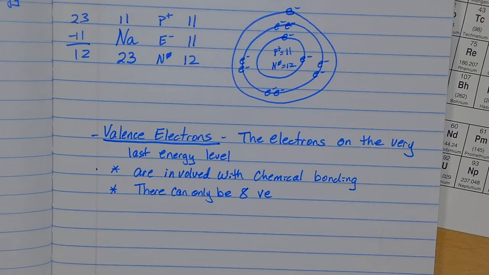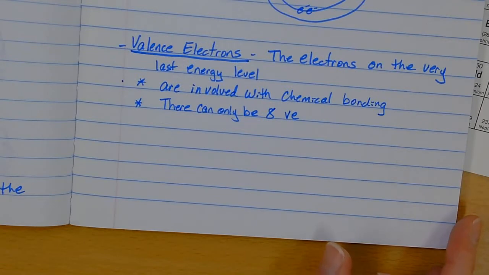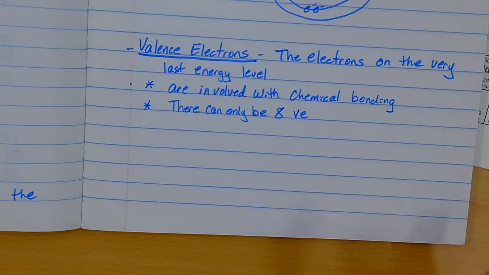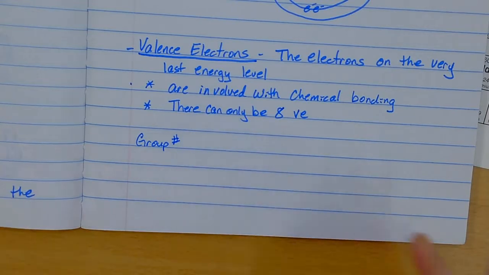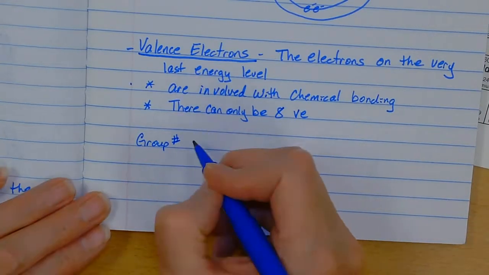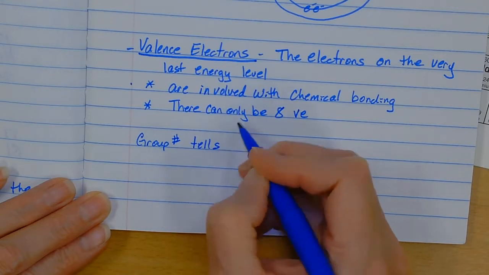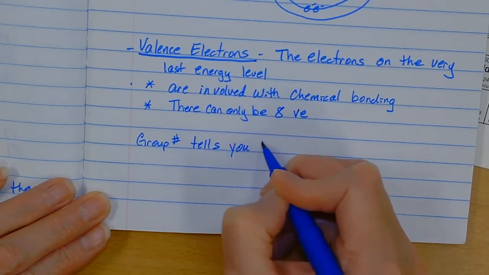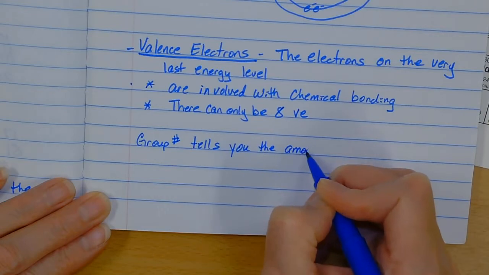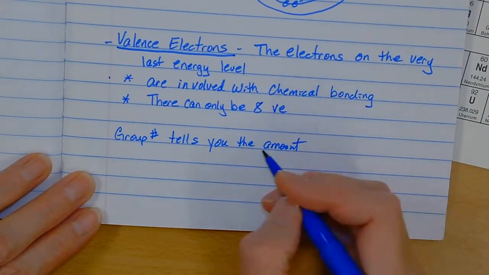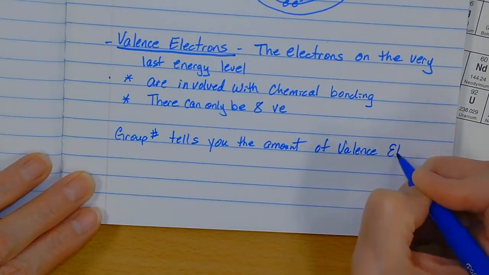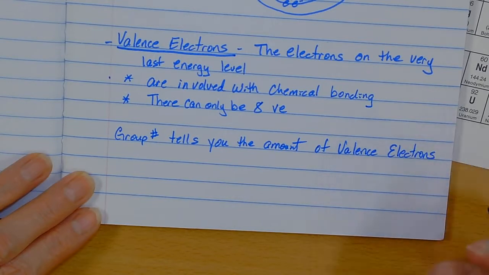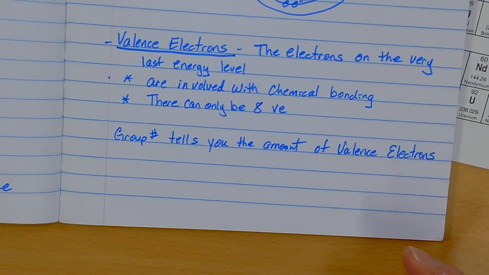Okay, so now back to our periodic table. It's going to tell you how many valence electrons are in each of these atoms. When you look at the group number, the group number tells you the amount of valence electrons. So that group number is going to tell you how many valence electrons you have.